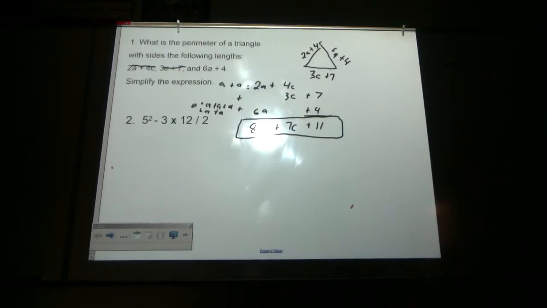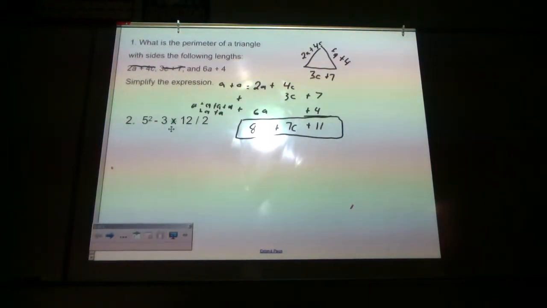And now we're going to move on to number 2. And I'll do questions after once we stop, all right? What's the first step we have to do on number 2 here? Exponents first, right? Because we're following the order of operations. What is 5 squared? 25.